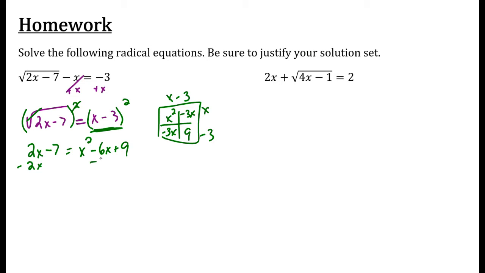Subtract 2x from both sides, add 7. Why am I setting it equal to 0? I'm setting it equal to 0 because I now have this quadratic equation here that I have to solve. And the way we solve quadratic equations is we set them equal to 0, see if we can factor it, and then apply the zero product property.